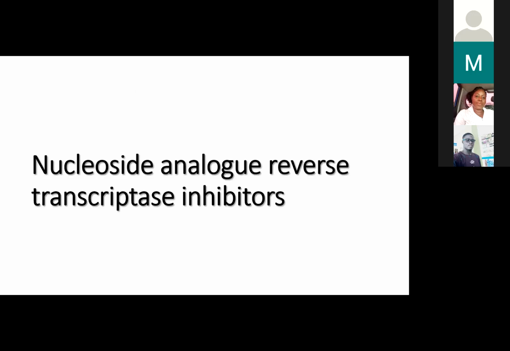We have nucleoside analog reverse transcriptase inhibitors. We have non-nucleoside reverse transcriptase inhibitors. We have nucleotide reverse transcriptase inhibitors.